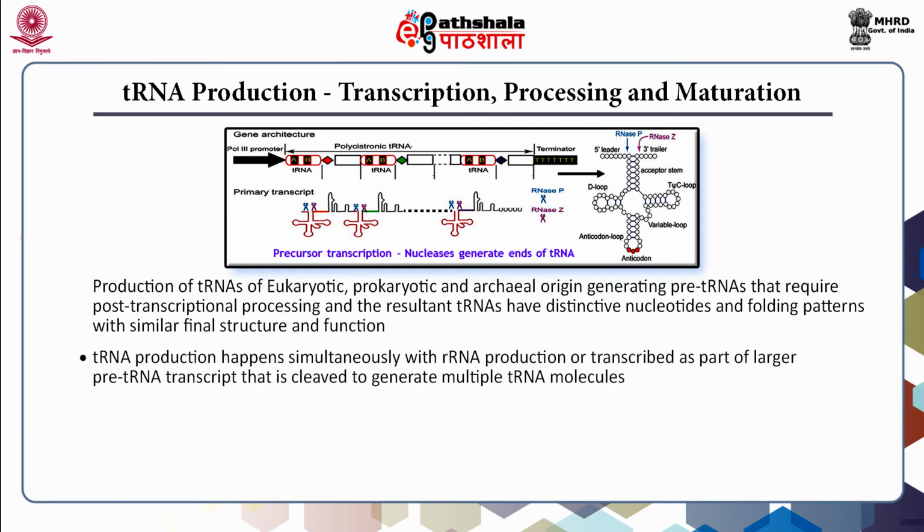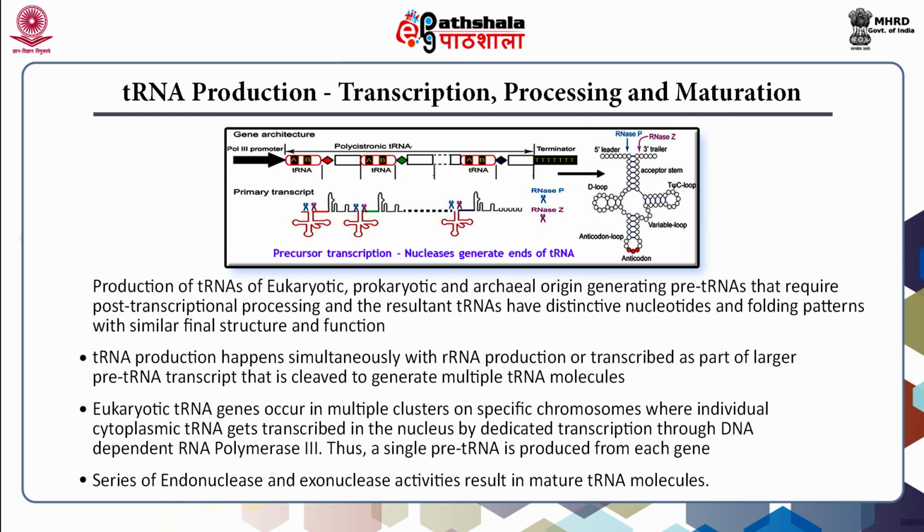The tRNAs can be produced simultaneously with rRNAs, or the ribosomal RNAs, or transcribed as a part of a larger pre-tRNA transcript that is cleaved to generate multiple tRNA molecules. Eukaryotic tRNA genes occur in clusters on specific chromosomes, where individual cytoplasmic tRNAs get transcribed in the nucleus by dedicated transcription through DNA-dependent RNA Polymerase III. Thus, a single pre-tRNA is produced from each gene.